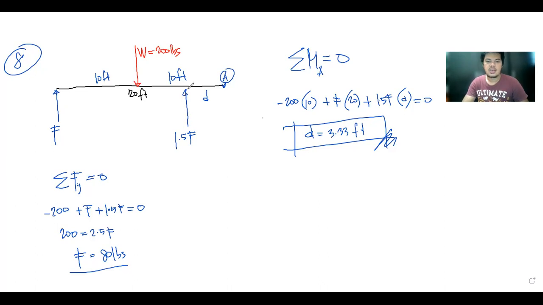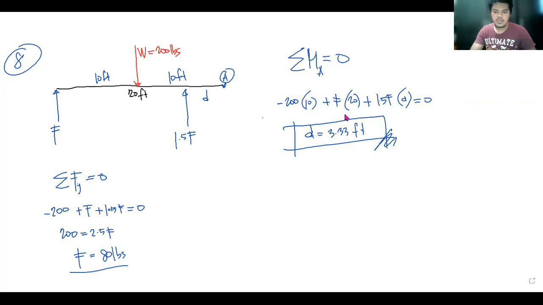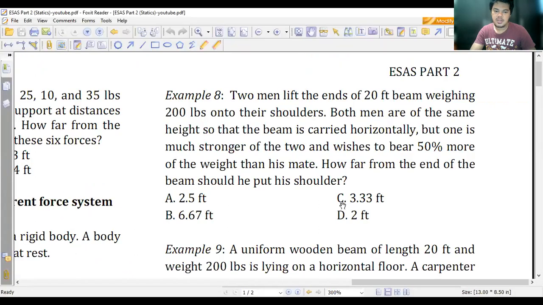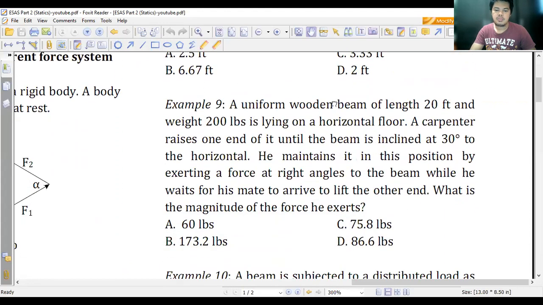Okay, so let us try to look if we have the answer from the choices. So here it is. So letter C, that's 3.33 feet. Okay, and then we move to the second problem.